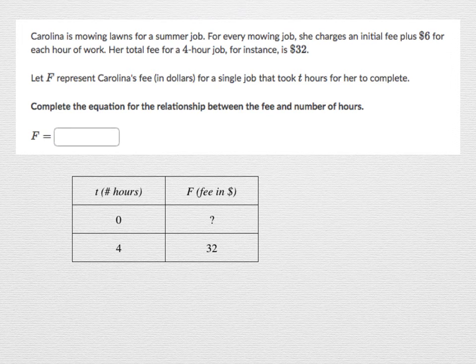So now let's think about our slope-intercept form of a linear function. In this case, which of those two am I given? Do I know the rate of change or do I know the initial value? Well, I don't know the initial value, because that's her initial fee, which is not given. But I do know that her rate of change is $6 an hour. So now my job is to figure out what the initial fee is.